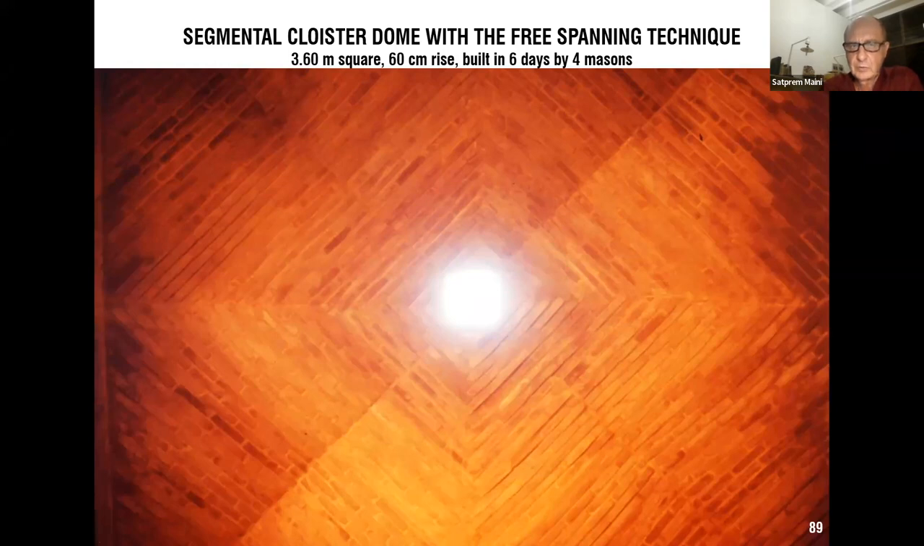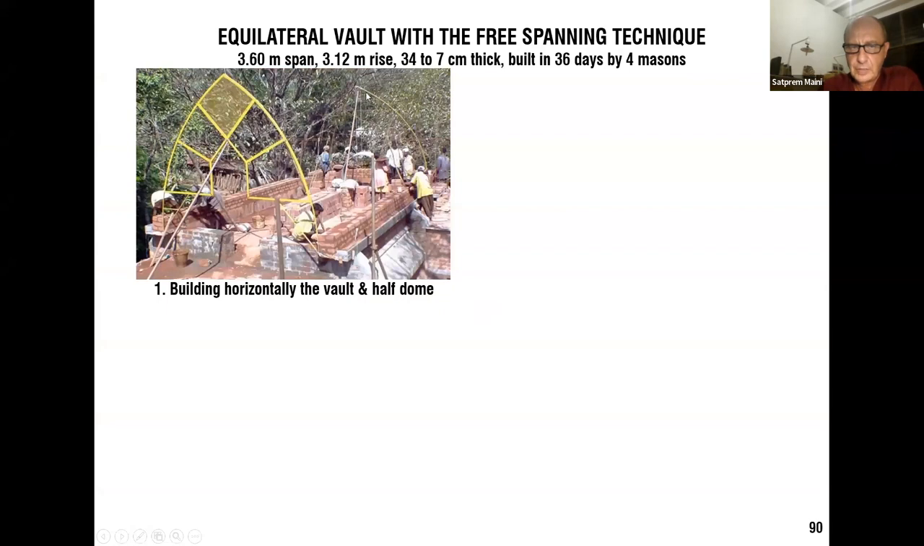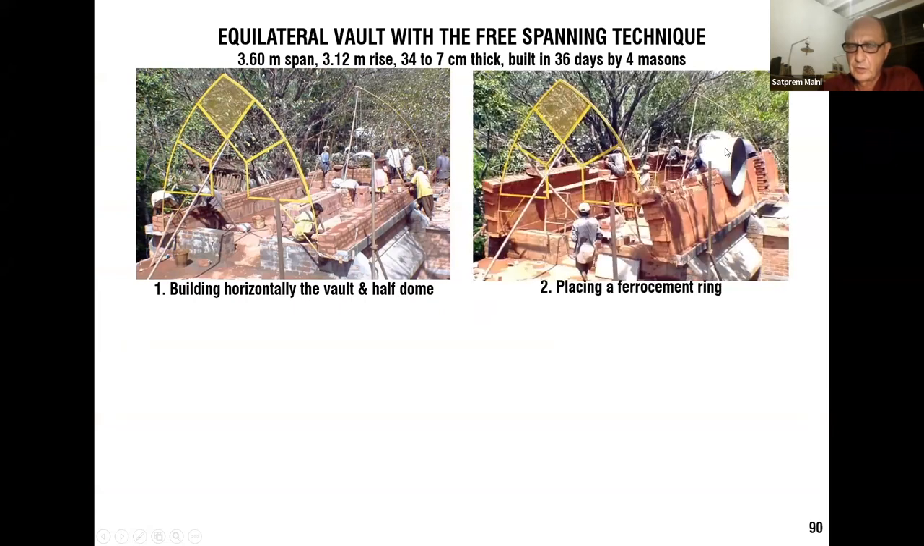Then the collateral vault, which is my living room. You have here the window frame. In the back, you have a pipe bent for the shape of the half dome. We built with orthogonal courses first, like this, a bit horizontally in the length of the vault. We put here a ferrocement ring for the window. And now we build by steps.